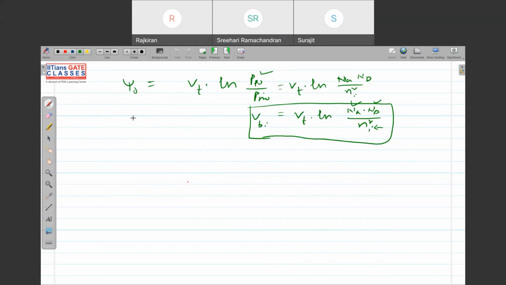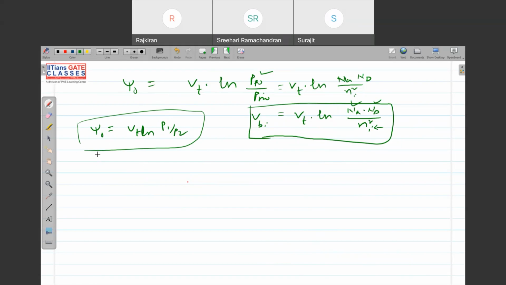Suppose there are two places, concentration is P1 by P2. Then you can directly say the concentration difference between two points P1 and P2 will give Vt ln P1 by P2. Suppose there are two places, but the concentration difference is P1 and P2, you can put this generic equation.